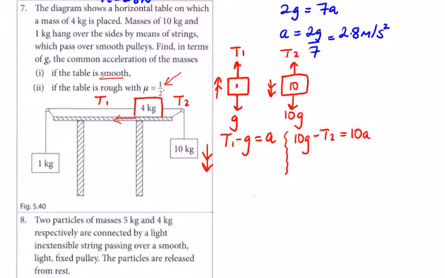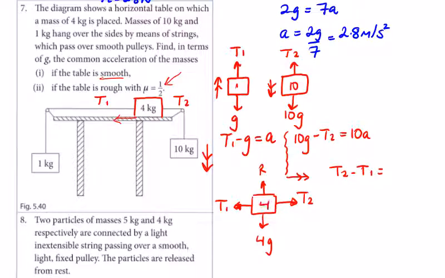And then for my 4 kilo, initially no coefficient of friction, mg, so 4g, my reaction. I have T2 going this way, and I have T1 going this way. So this is the first time. We'll put in my mu R in a different color in a second. So it's going in this direction here. So we can say that T2 minus T1 is equal to ma. This is the 4 kilo, so 4a.